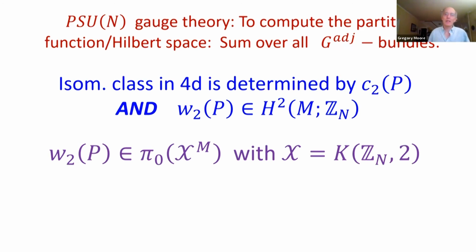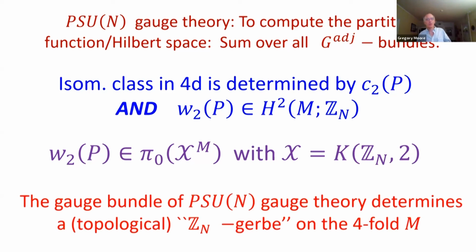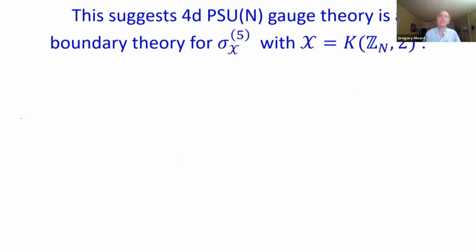Now, remember that these Eilenberg-MacLane spaces are designed so that the set of connected components of the mapping space from M to X, where X is this Eilenberg-MacLane space, is that cohomology group. So we can think of w2 of P this way. And so what I'm saying is that the gauge bundle of the PSU(N) gauge theory really determines a topological Z_n gerbe on the 4-manifold. And that suggests that the 4D PSU(N) gauge theory should be a boundary theory for a 5-dimensional finite homotopy theory with this target space X, which is this Eilenberg-MacLane space.